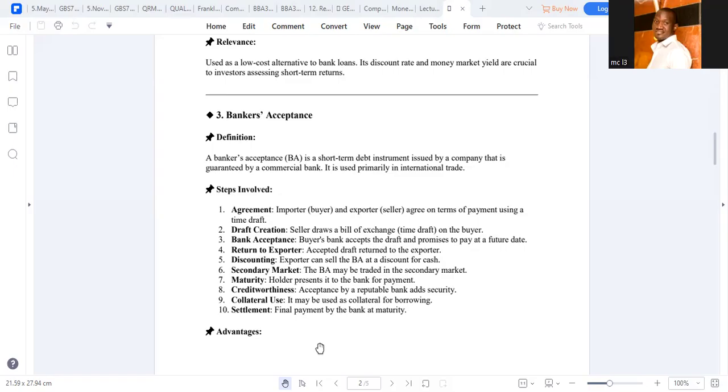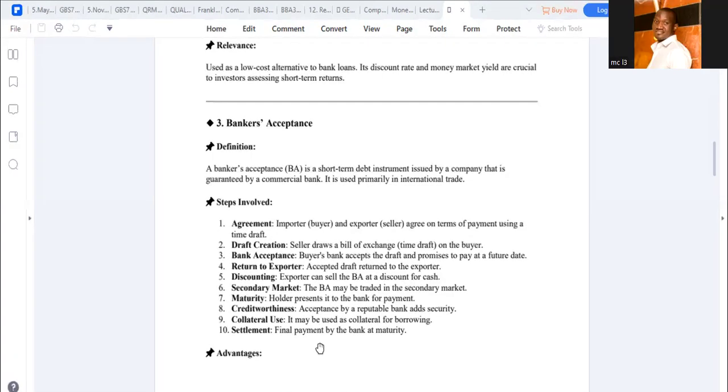And the next step is you return to the exporter. So the accepted draft is then returned to the exporter. Now it will carry the bank's guarantee. Then there's a discounting option where the exporter may sell this bank acceptance at a discount in the money market to receive immediate cash.